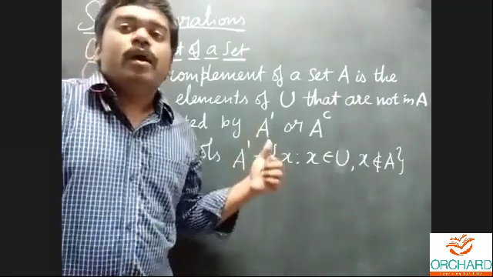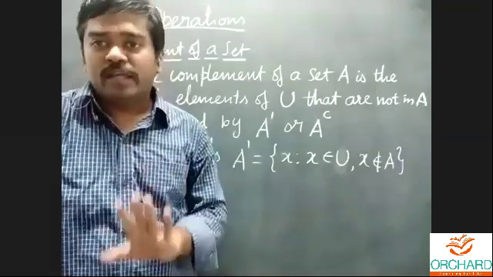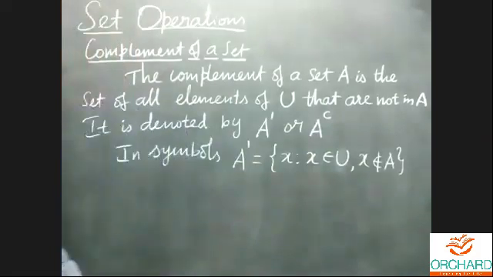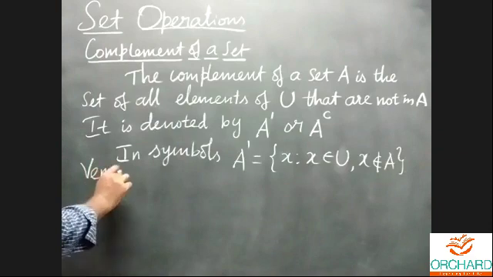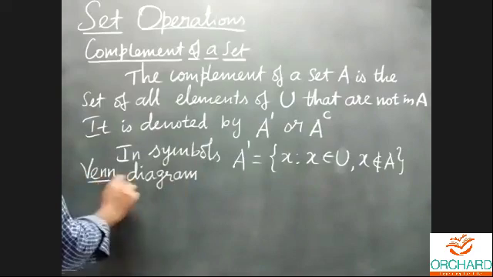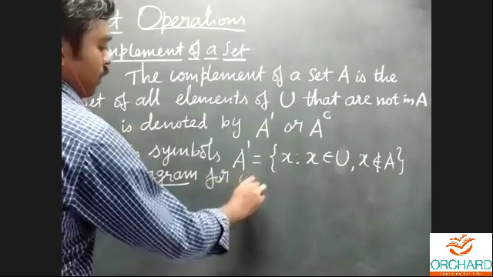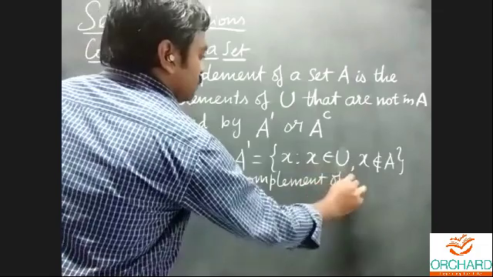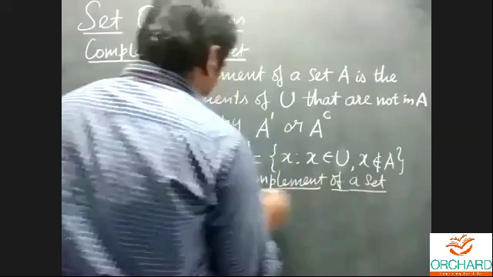Now I will define the complement of a set by a Venn diagram. Listen carefully, this is a new idea. Now we'll draw the Venn diagram for the complement of a set. What is the name of the diagram? The name of the diagram is Venn diagram. Venn diagram for the complement of a set.